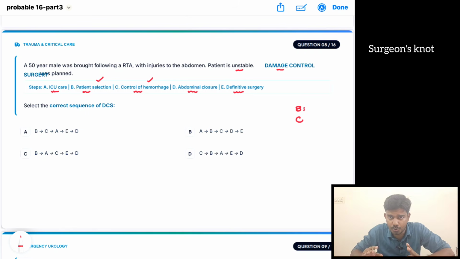Abdomen is also not closed. Okay, only the contamination and bleeding is arrested. Then we have to shift the patient to the ICU. In the ICU we are going to correct the physiology. Physiology is corrected first, followed by anatomy.